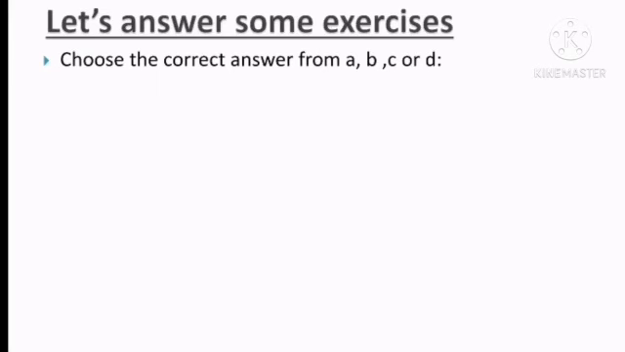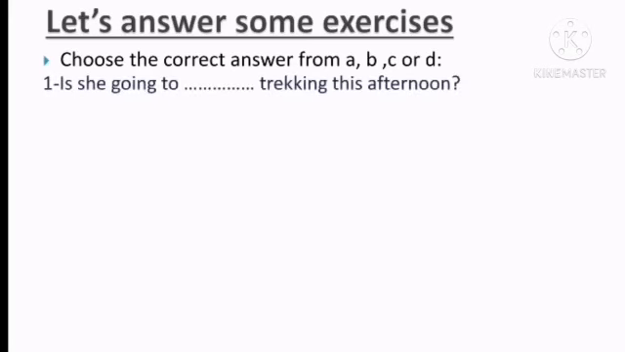Let's answer some exercises. Number 1. Choose the correct answer from A, B, C, or D. Sentence number 1. Is she going to trekking this afternoon? The choices are going, play, do, or go. Which one is correct? Let's see. Go. So, is she going to go trekking this afternoon?